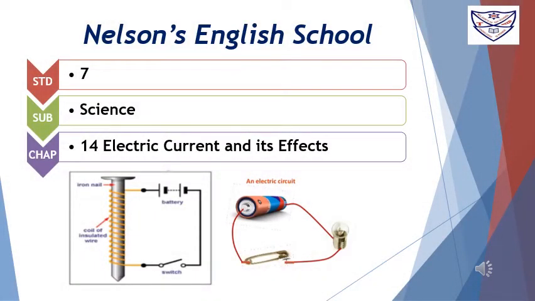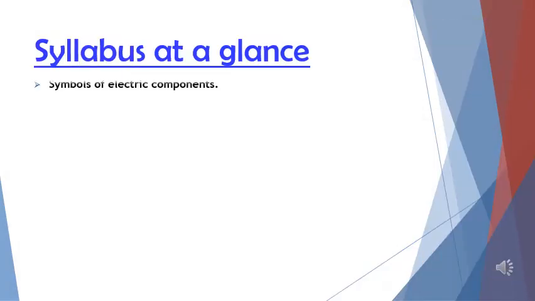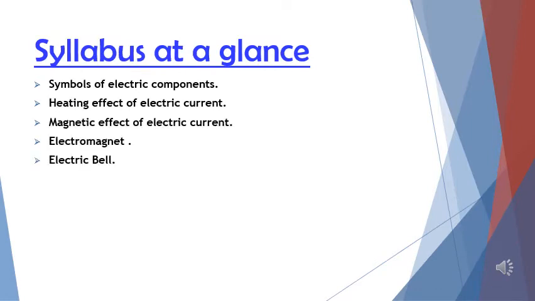Hello students, let us start with the next chapter, that is chapter 14, electric current and its effects. In this chapter, we will learn about symbols of electric components, heating effect of electric current, magnetic effect of electric current, electromagnet and electric bell.